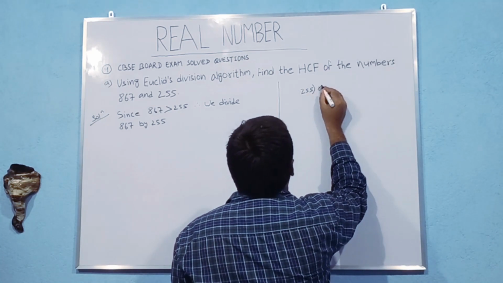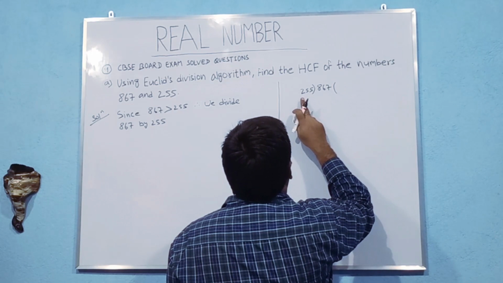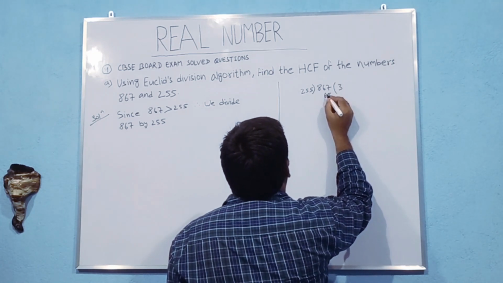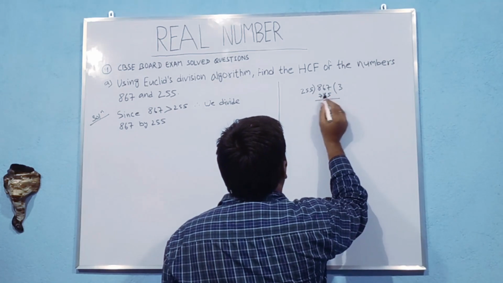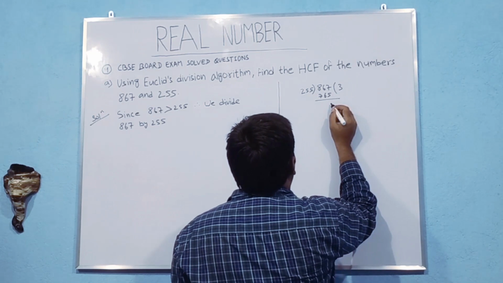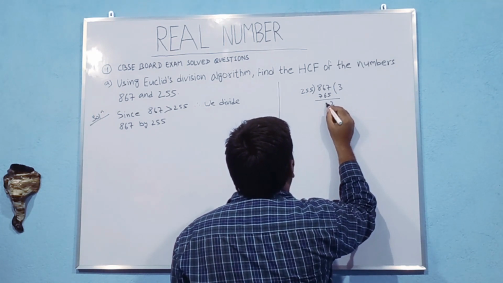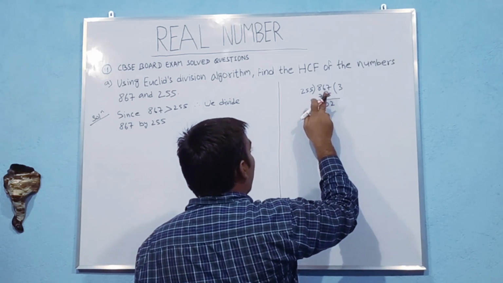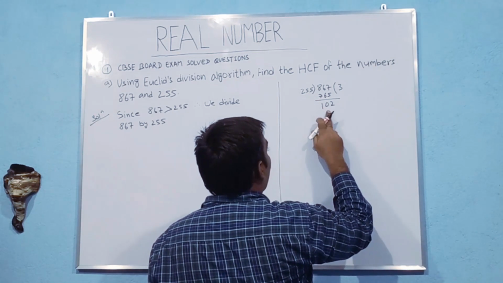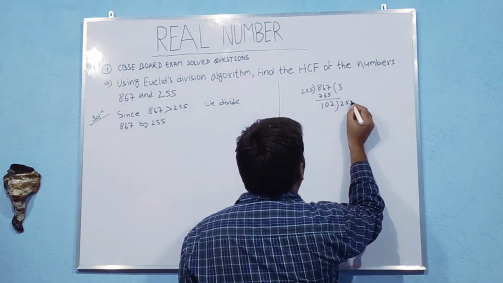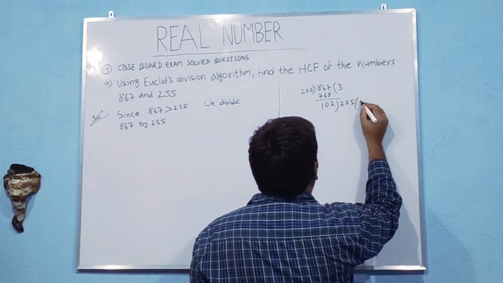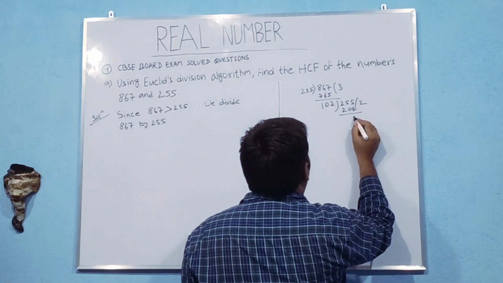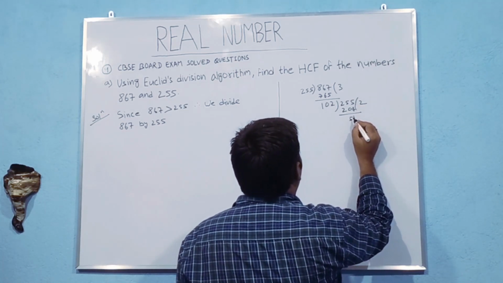255, 867, 3 times. 765. 255 3 is 765. And remainder is 102. Now remainder is not equal to 0. We again divide 255 with 102. Let's do it. 255, 2 times, 204, 51. Remainder is not equal to 0.